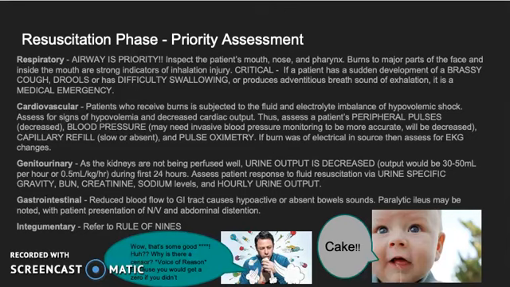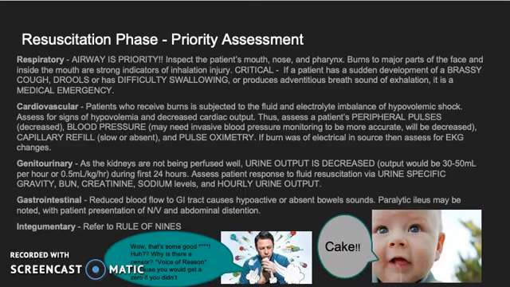Okay, resuscitation phase priority assessment. You have the respiratory. Airway is your priority. Inspect the patient's mouth, nose, and pharynx. Burns to major parts of the face and inside the mouth are strong indicators of inhalation injury. It's critical to know if a patient has a sudden development of a brassy cough, drools, or has difficulty swallowing, or produces adventitious breath sounds on exhalation. It is a medical emergency.